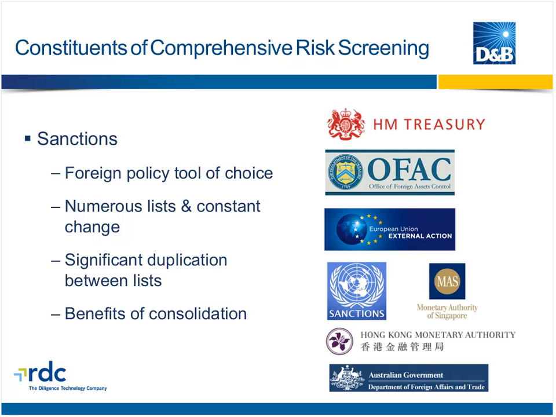There's significant duplication between the lists. They tend to follow each other significantly, and therefore over 50% of the entities on these lists are common and the same. And therefore it's important to approach and look for risk in a consolidated view. So companies like RDC would consolidate these entities that are on the lists into a single profile, so that you're not wading through multiple alerts and multiple instances of the same entity.